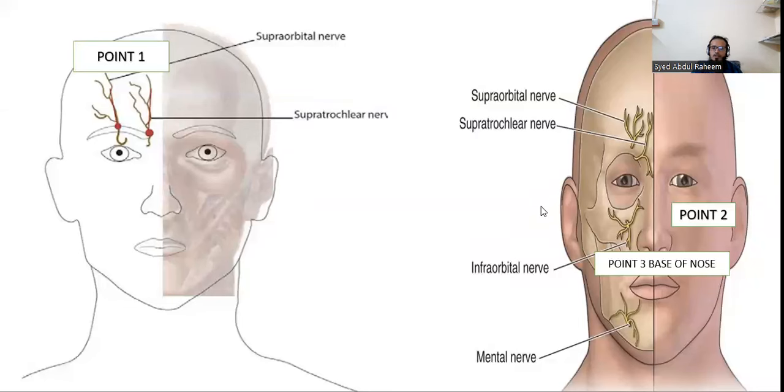So we are talking about external application points where electricity is to be applied. We have 45 points, and we discussed each and every point. Point number one, supraorbital nerve. Second point, infraorbital nerve. Point number three, base of nerve.